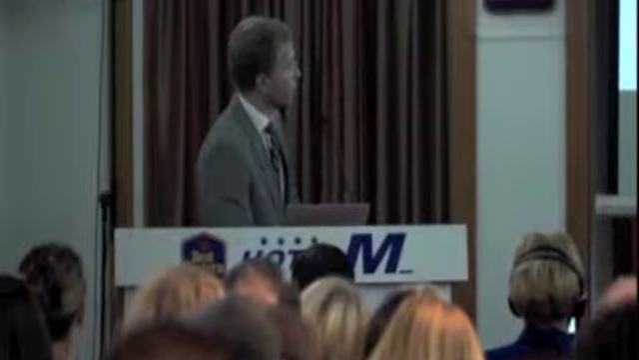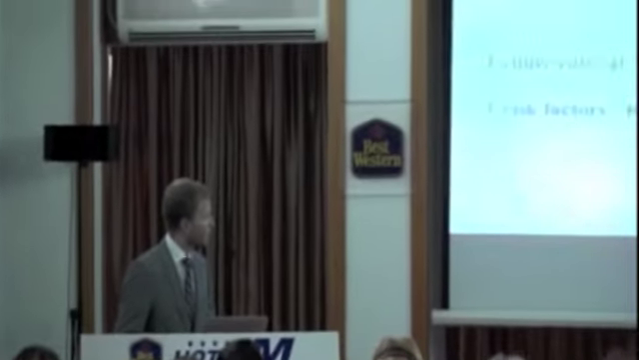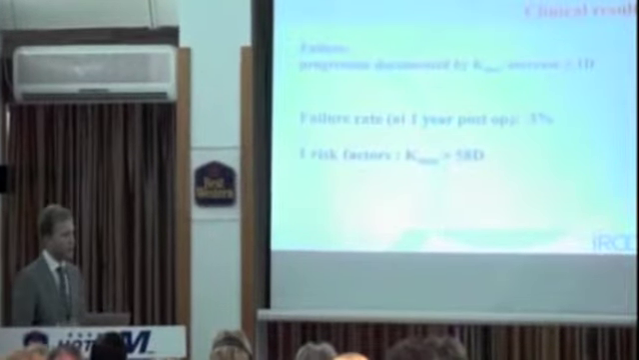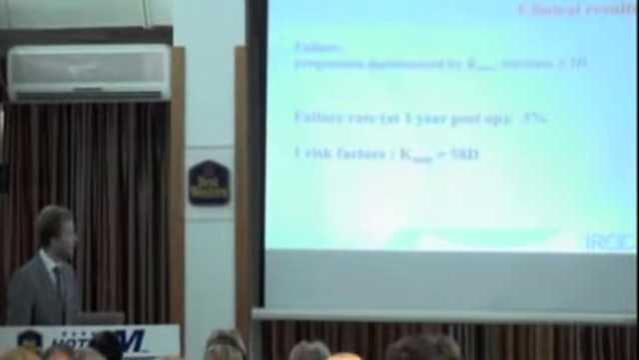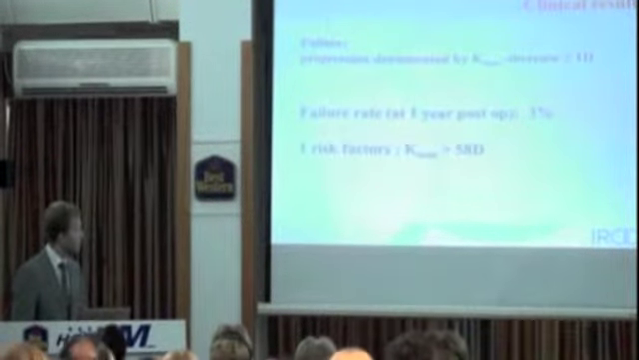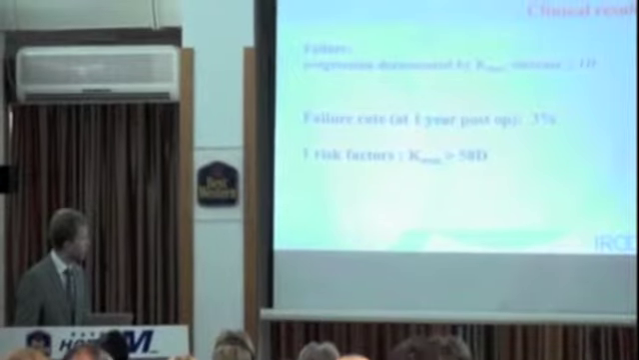Failure: we have defined failure of the procedure as an increase in Kmax readings of more than 1 diopter 1 year after the treatment. We have this failure rate in about 3% of the patients treated. There we could identify one risk factor: if the keratoconus was already quite progressive, with a Kmax reading of more than 58 diopters. So this is a bad prediction factor.